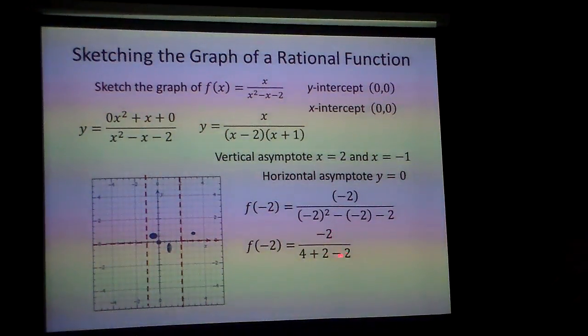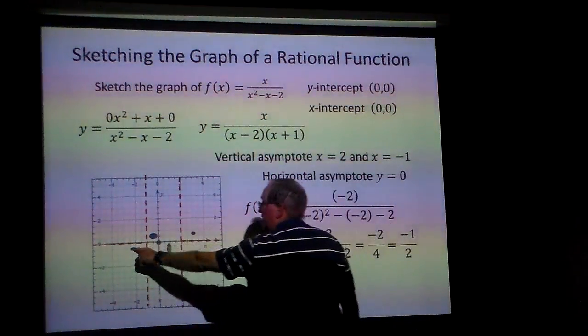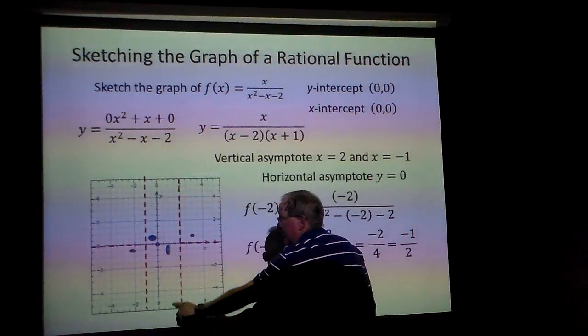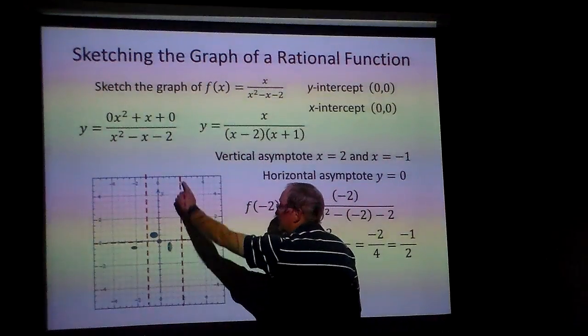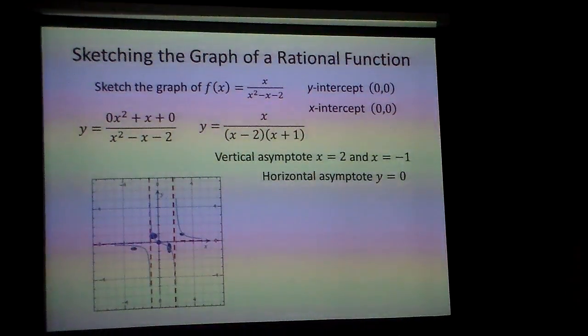You end up with this here. Hey, these 2's are going to cancel. Negative 2 over 4. Negative 1/2, which means it will be down here. So this one will be here. I'll have like a cotangent snaking down right there. And there we go. Oh, looky there. I graphed it right.